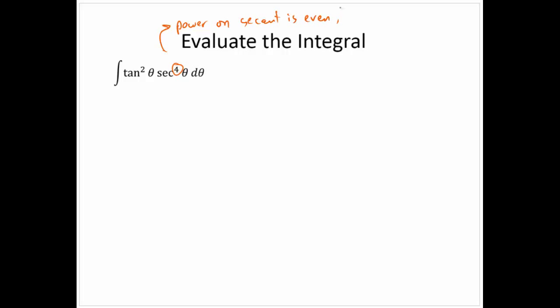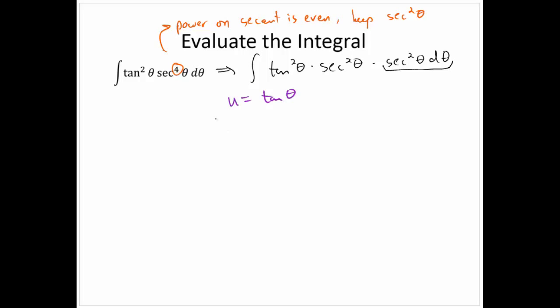So, since the power on the secant is even, I'm going to keep a secant square theta. So let me rewrite this integral as the integral of tangent square theta times secant square theta times secant square theta d theta. And since I'm going to keep this secant square theta d theta, I want that to be my du, so the substitution is u equals tangent theta. If u is tangent theta, then du is secant square theta d theta.